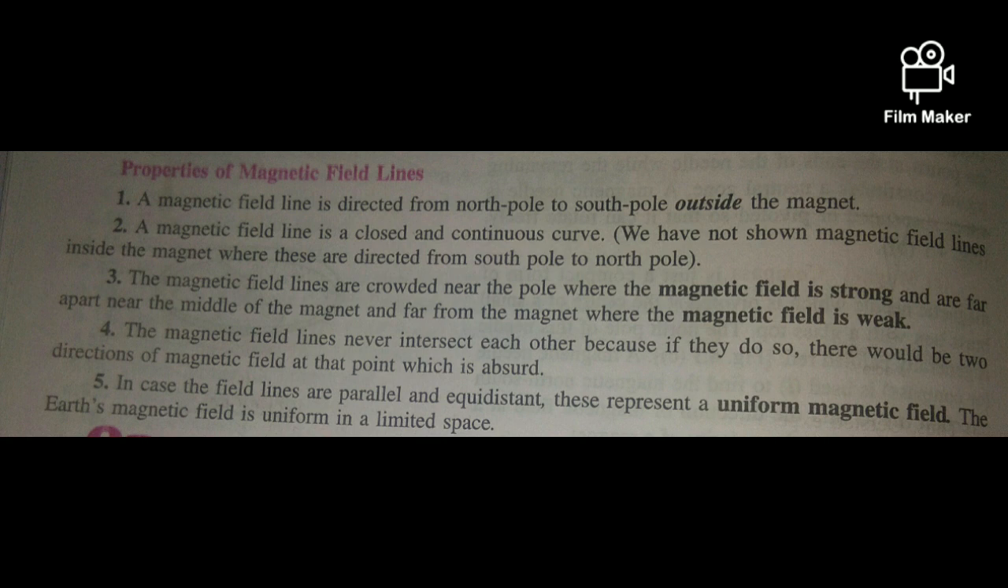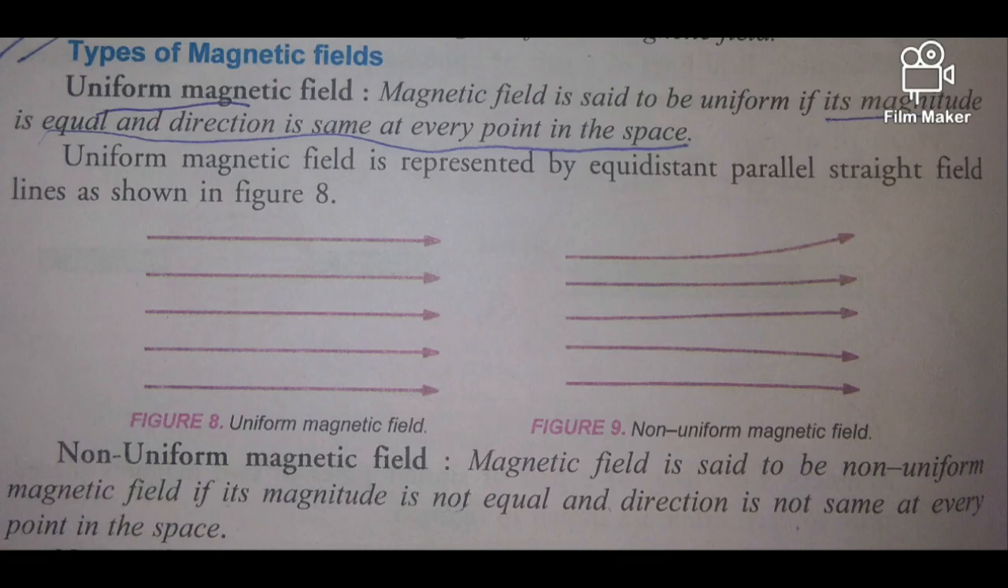Magnetic fields are of two types: the uniform magnetic field and the non-uniform magnetic field. A magnetic field is said to be uniform if its magnitude is equal and direction is the same at every point in space. That makes the uniform magnetic field.